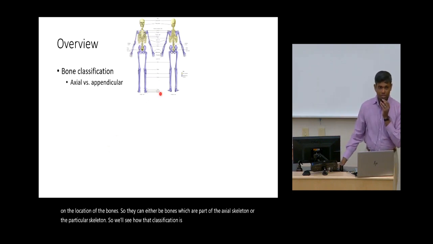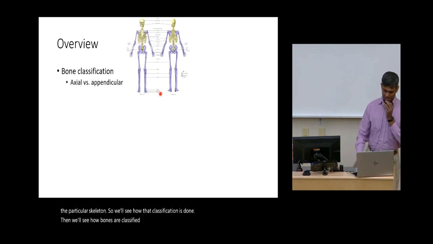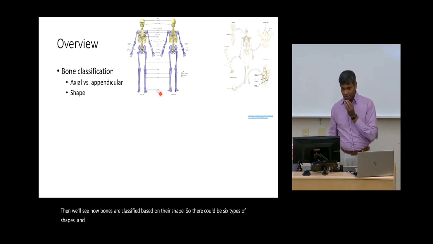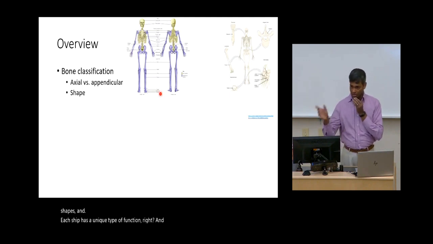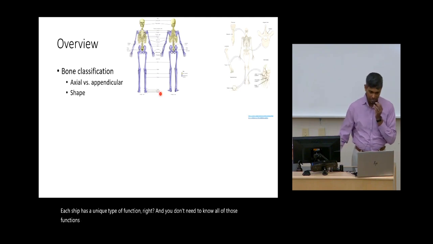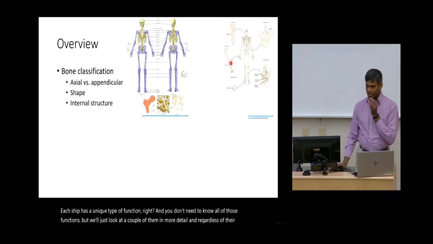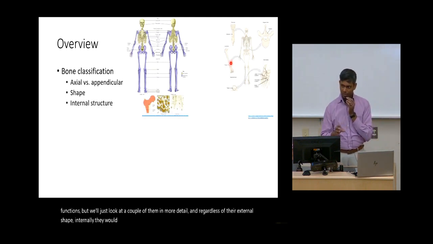Then we'll see how bones are classified based on their shape. There could be 6 types of shapes, and each shape has a unique type of function. You don't need to know all of those functions, but we'll look at a couple of them in more detail. And regardless of their external shape, internally they would have compact bone and spongy bone.